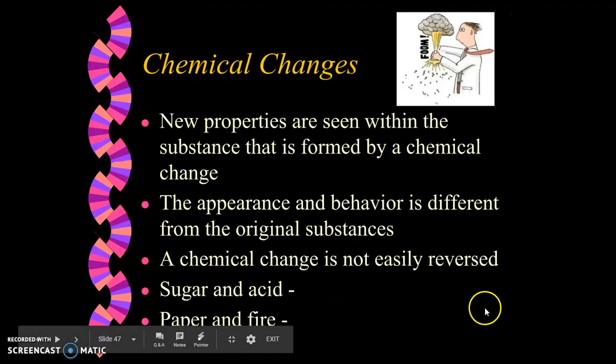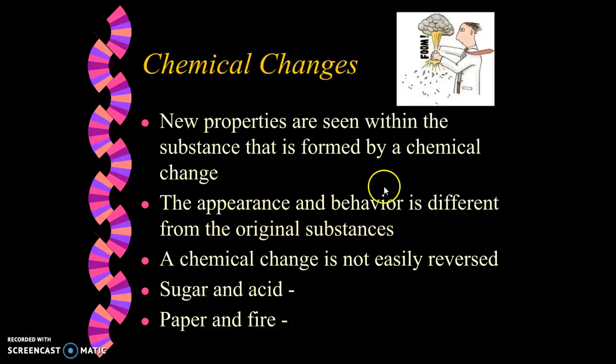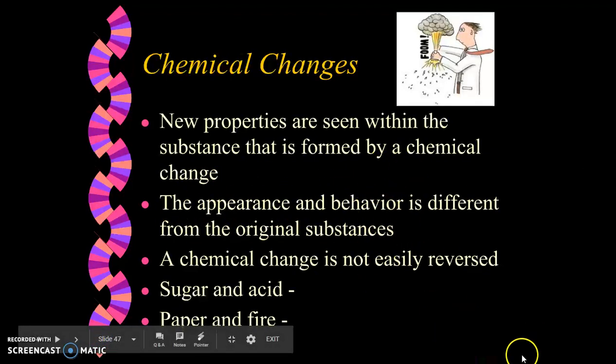So in a chemical change, new properties are seen within the substance that is formed by a chemical change. So I make something totally new that's now going to have new physical and chemical properties. The appearance and the behavior is different. That's what we mean. The physical appearance is different, and the chemical behavior is very different from the original substances.